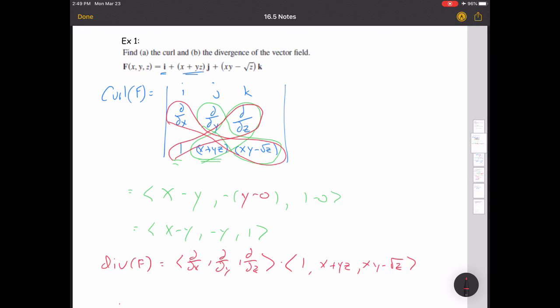So let's see. The first part, derivative with respect to x, is 0. The derivative of the second part with respect to y is z. The derivative of the last part with respect to z is minus 1/2 z to the negative 1/2. So what we get out of this is z minus 1/2 root z. That is the divergence. Again, very, very simple to do. Nothing really challenging. Now let's talk about what all this stuff actually means.